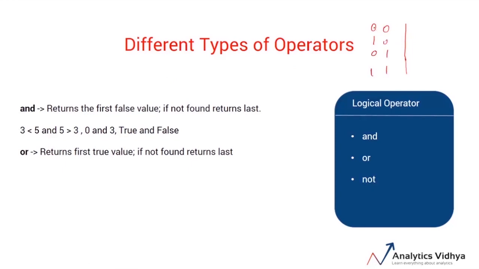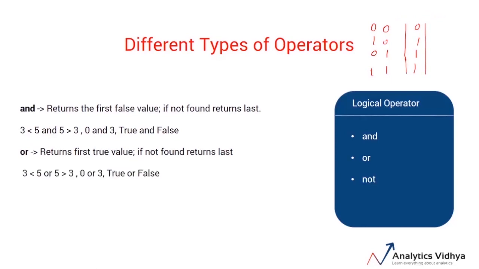Now for 0 and 0, the first operand is false, so it will move to the last operand and return it. In the case of 1 and 0, since the first operand is true, the OR operator will return it. In the case of 0 and 1, since the first operand is false, it will move to the second operand and return it. In the case of 1 and 1, the first operand is true, therefore it returns it. So this is the output of the OR operator.